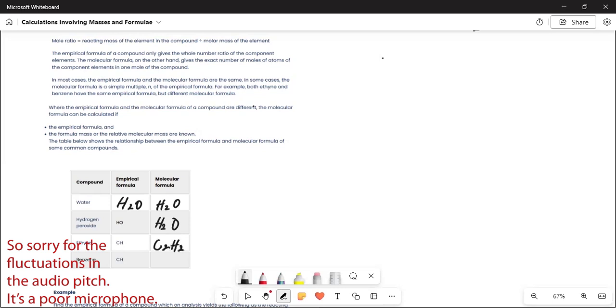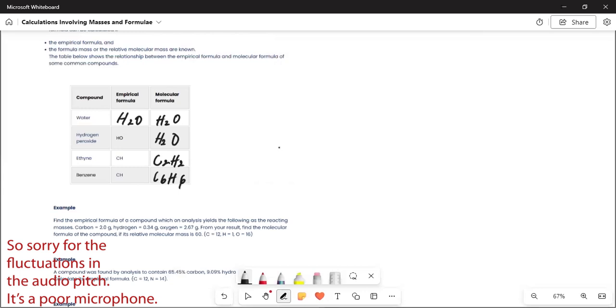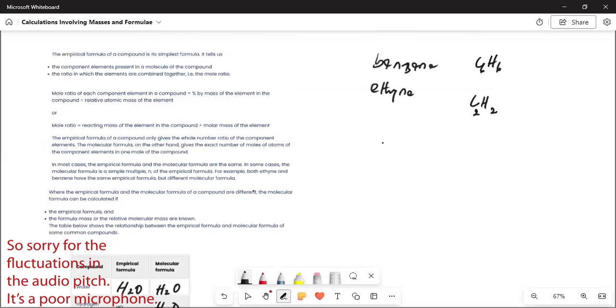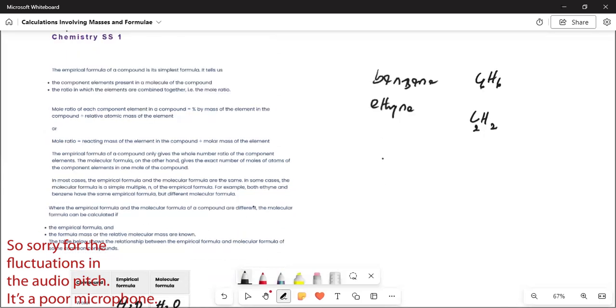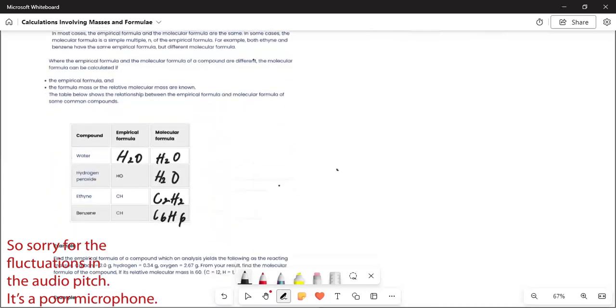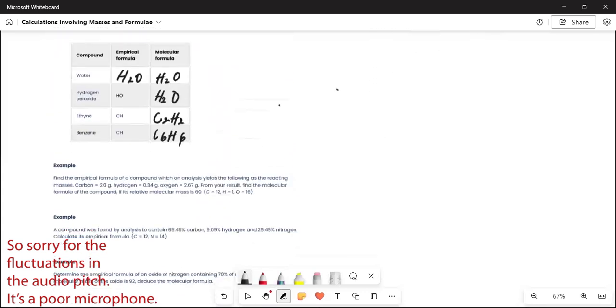And then benzene, CH. So like we said, the empirical formula can be obtained by finding the mole ratio of each of the component atoms. And mole ratio is the reacting mass of the element divided by the molar mass of the element, or the percentage by mass of the element in the compound divided by the relative atomic mass of the element. We have some examples here.